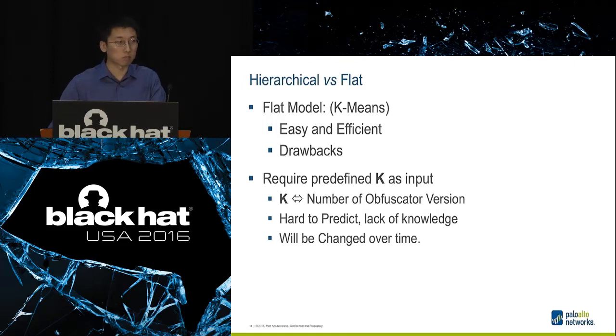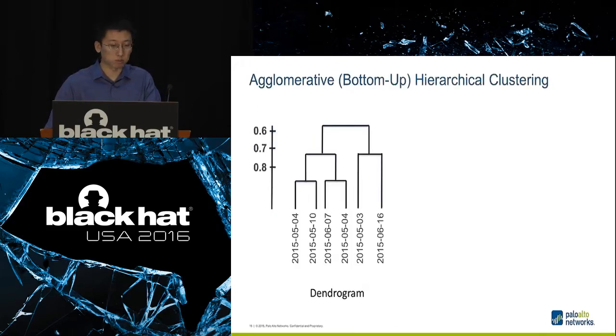This k is the number of clusters that you want to group the samples into. In our case, k can be interpreted as the number of obfuscator versions or variants we want to identify, which is hard to predict because when we collect the samples, we don't have that information. And even though we can estimate k in some ways, it still doesn't work because obviously new versions or new variants will come up later. Therefore, we choose to use the hierarchical clustering model.